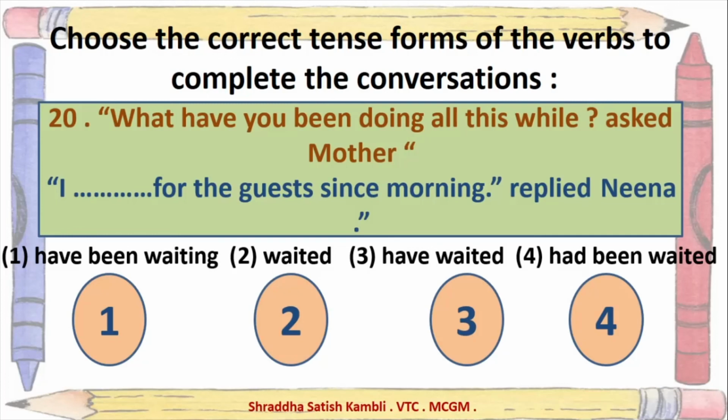Now, remember, when we are talking about a conversation, you will also have to pay attention to the tense in the question. You think about that and decide the tense in the answer. So, which is the correct answer? Think. And the answer is option number 1. I have been waiting for the guest since morning. The question is, what have you been doing? So, I have been waiting.